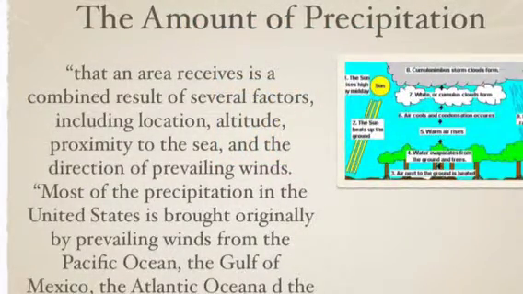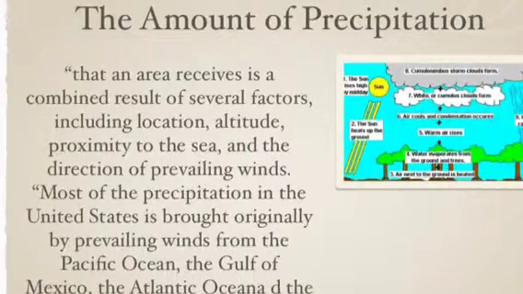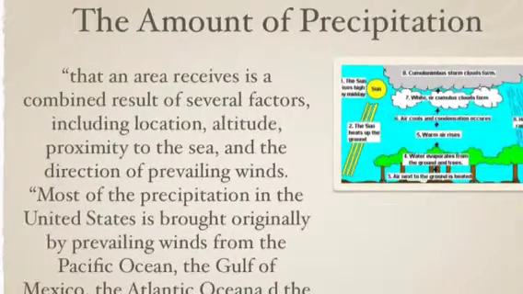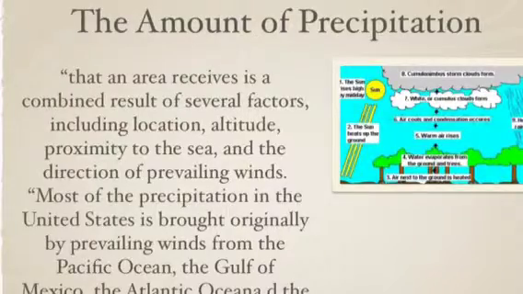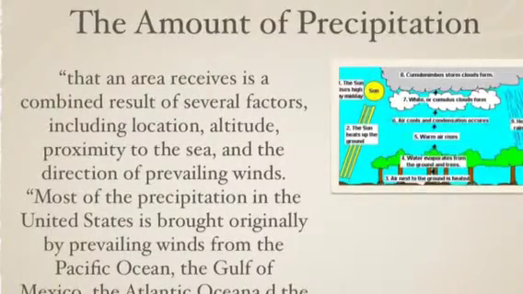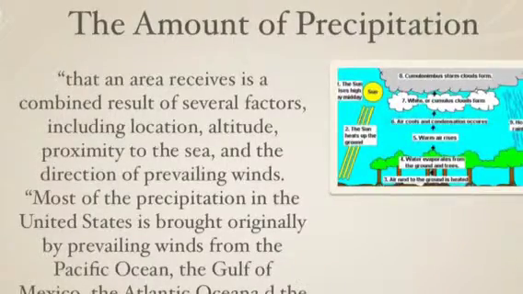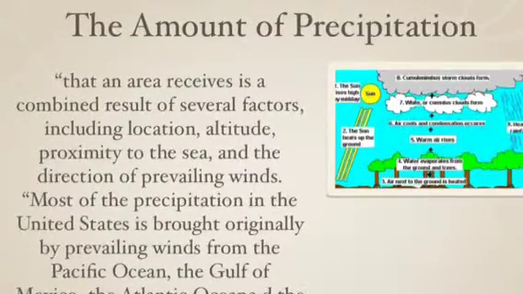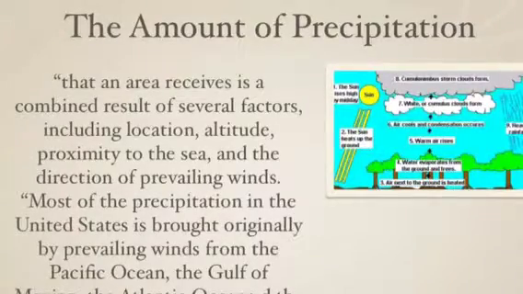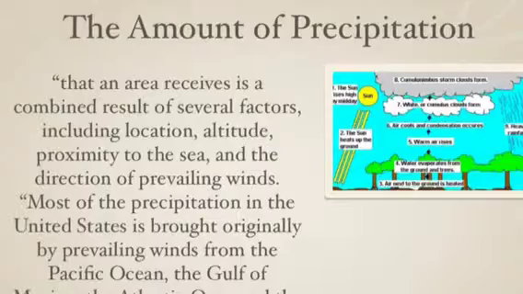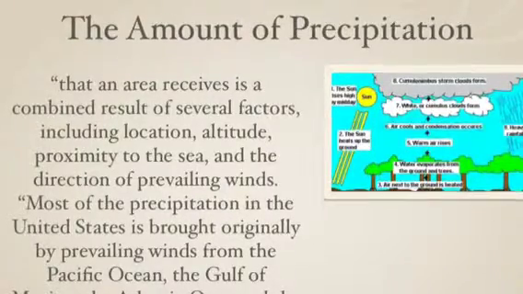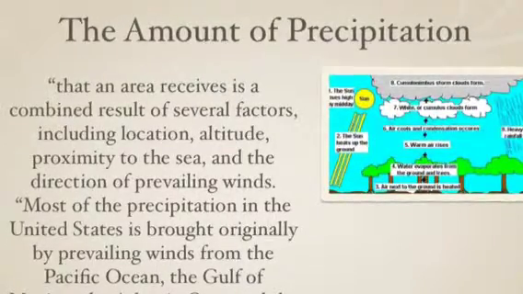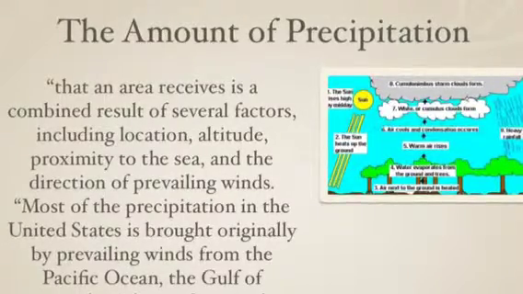The amount of precipitation that an area receives is a combined result of several factors, including location, altitude, proximity to the sea, and the direction of prevailing winds. Most of the precipitation in the United States is brought originally by prevailing winds from the Pacific Ocean, the Gulf of Mexico, the Atlantic Ocean, and the Great Lakes. Because these prevailing winds generally come from the west, the Pacific coast receives more annual precipitation than the Atlantic coast. Along the Pacific coast itself, however, altitude causes some diversity in rainfall.